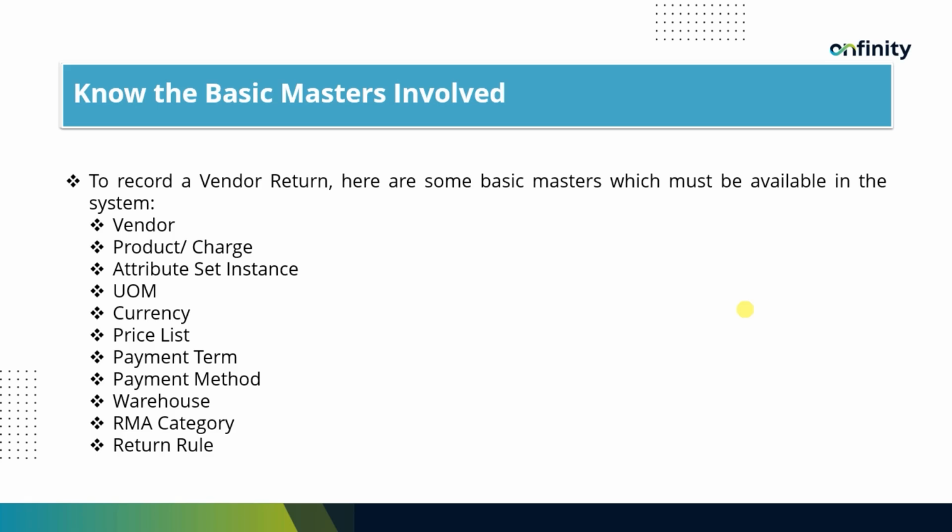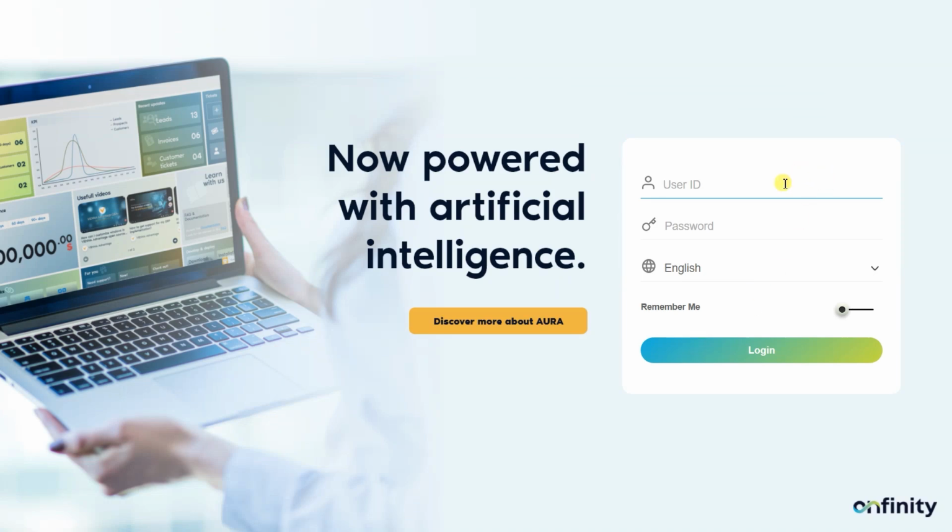These master records ensure that the vendor return process runs smoothly and is accurately tracked across both inventory and finance modules. That concludes the basic overview of the vendor return process. By now, you should have a good understanding of the key steps and required master data. Now let's move into the Onfinity ERP system to see how you can create and manage a vendor return in practice. To get started, open the Onfinity URL in your browser.